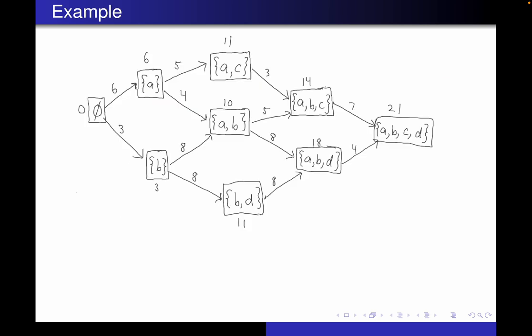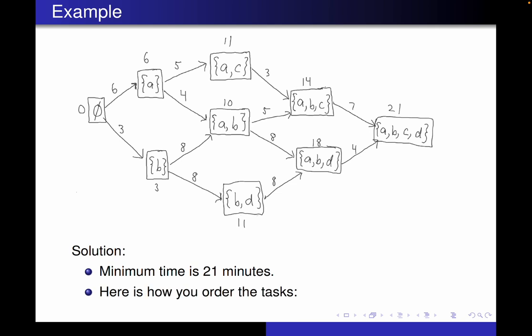What kind of conclusions can we make? Well, we know that our minimum time is 21 minutes because we found the minimum distance going from the empty set to ABCD to be 21. That's the label that we got. Now, if we want to order the tasks, remember it's often easiest to order our tasks from last to first, right? So if we look at the 21, we notice that 21 minus 4 is 17, not 18, so that's not the way we want to go. So we go from ABCD to ABC, which means that our last one that we do is going to be D.